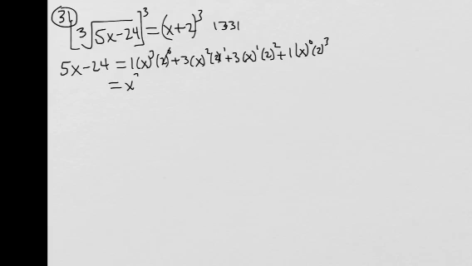so that gives me x cubed, and then I've got 2 times 3, that's 6, so that's 6x squared. Then I've got 4 times 3, that's 12x. And then I've got x to the 0 is 1, so now I've got 2 cubed, which is 8. Okay? And on the left side, I have 5x minus 24.